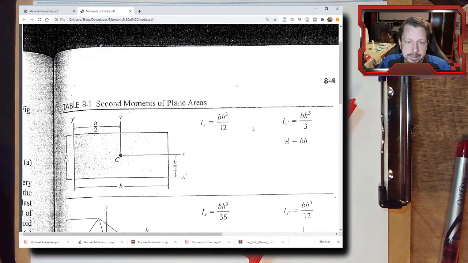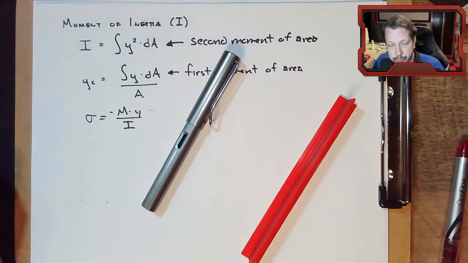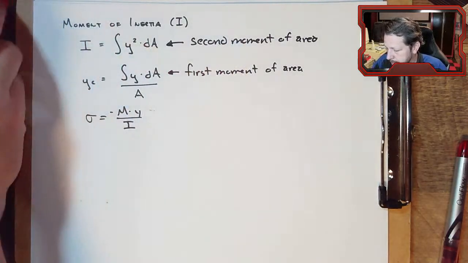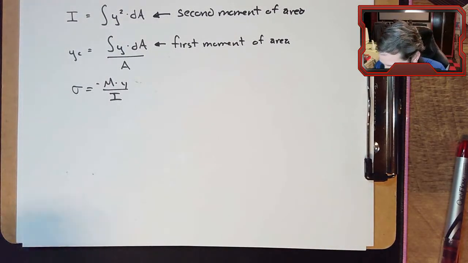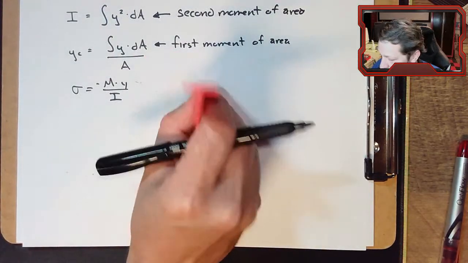So for now, let's just look at this Ix equals b h cubed over 12. So what we need to do before we do that, though, is we need to create us a beam, like a generic beam, T. So let's do a T.